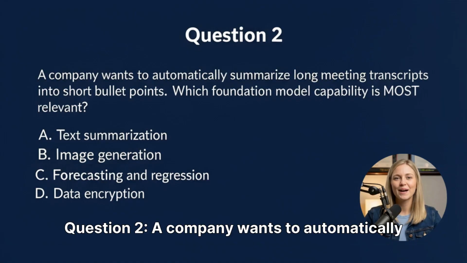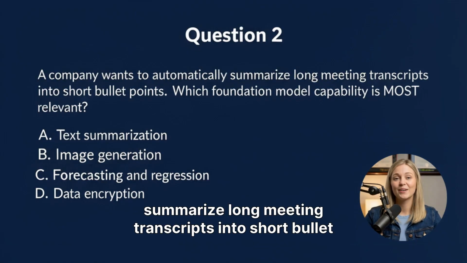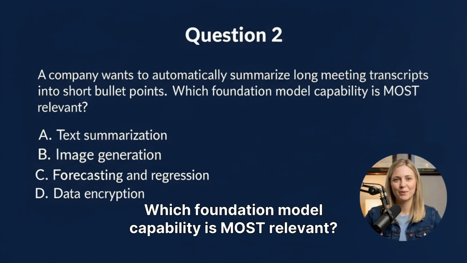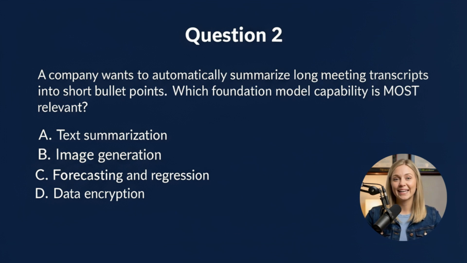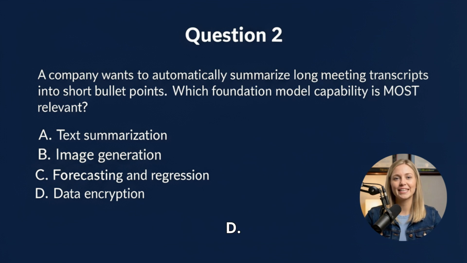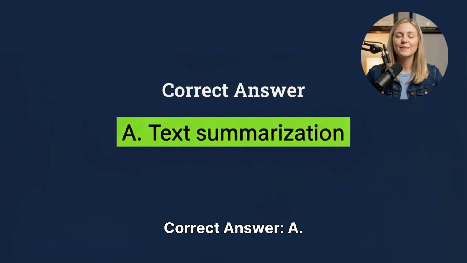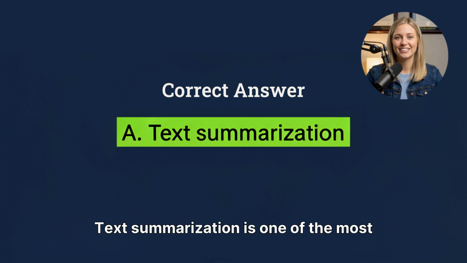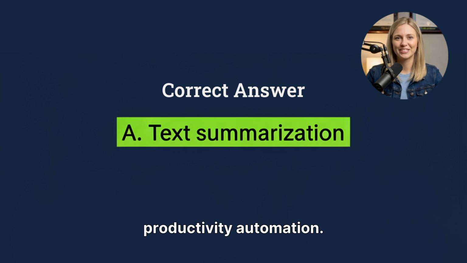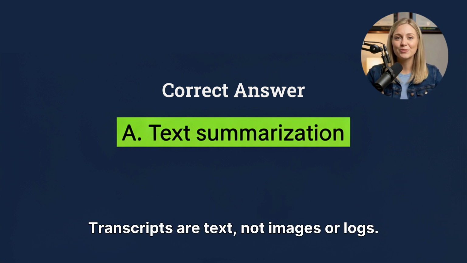Question 2. A company wants to automatically summarize long meeting transcripts into short bullet points. Which foundation model capability is most relevant? A. Text summarization. B. Image generation. C. Forecasting and regression. D. Data encryption. Correct answer, A. Text summarization is one of the most common real-world foundation model applications, especially for productivity automation. Transcripts are text, not images or logs.